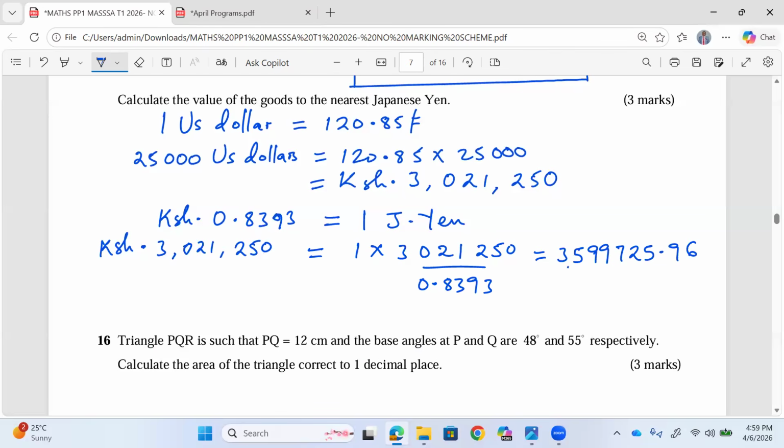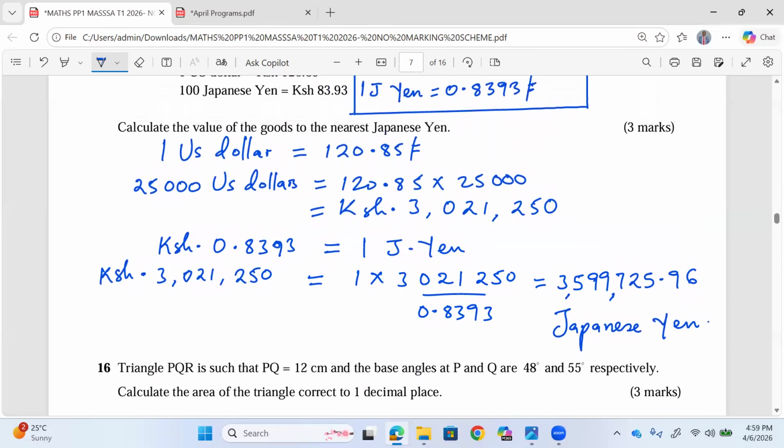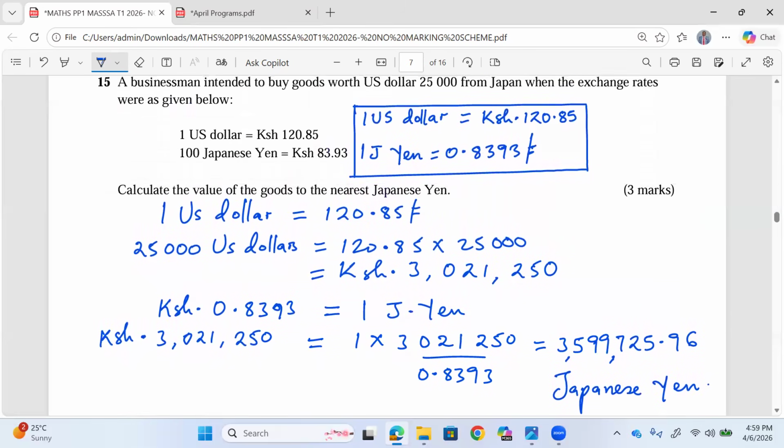599,725.96. These are millions, then thousands, then 725.96 Japanese yen. So that is properly worked out.